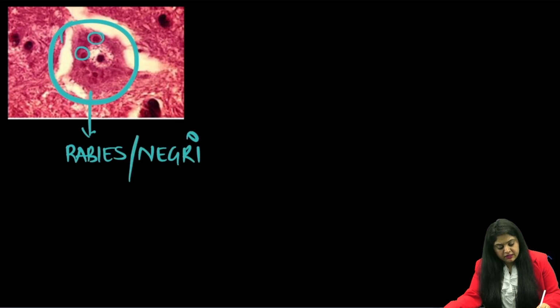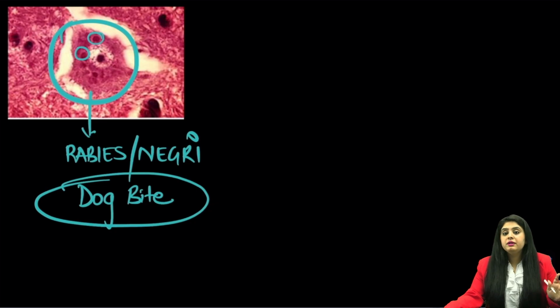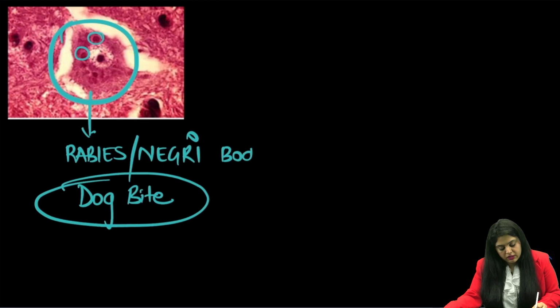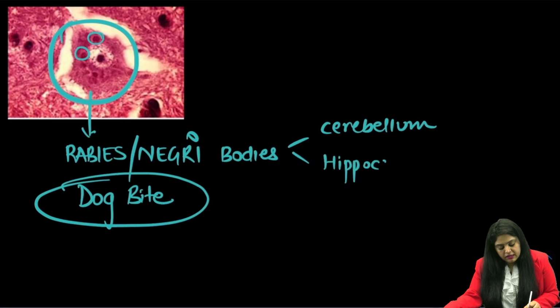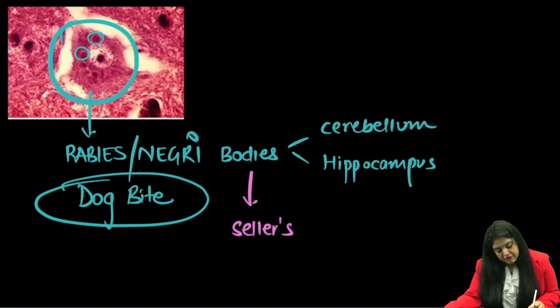This is what you have to see. They are intracytoplasmic. If you feel, how will I identify this in the exam? Are they going to give it like this as a spotter? No, they will always give you a dog bite history. That will definitely be there. Without a dog bite history it is not possible to diagnose. So remember, these Negri bodies will be seen either in the cerebellum or in the hippocampus. And apart from that, the last question is, what is the stain that you can use for the Negri bodies?